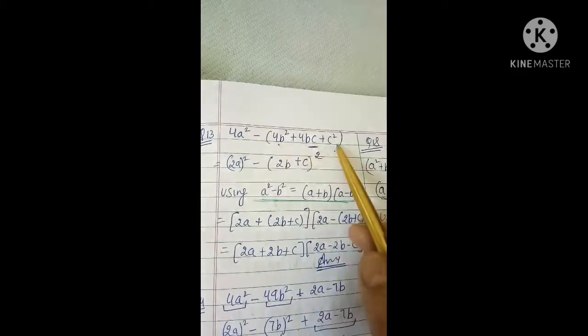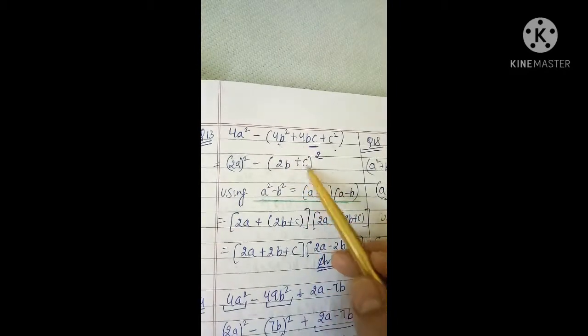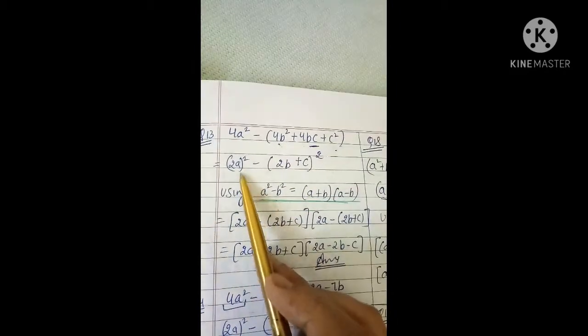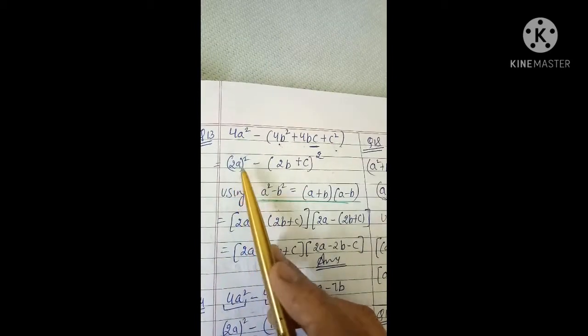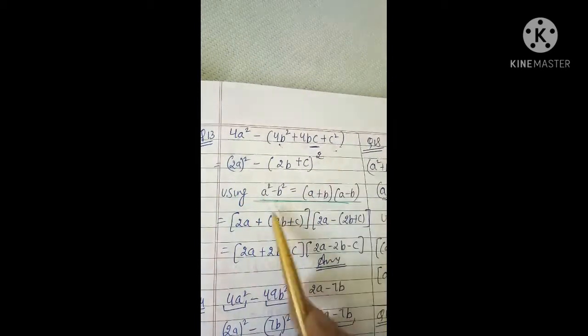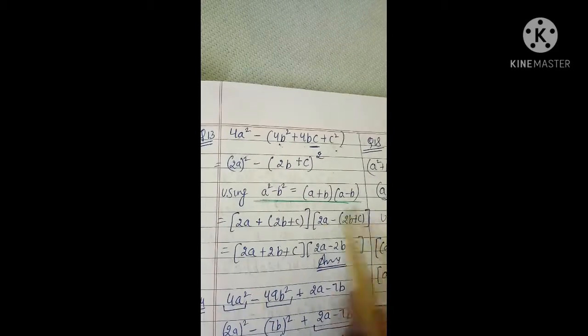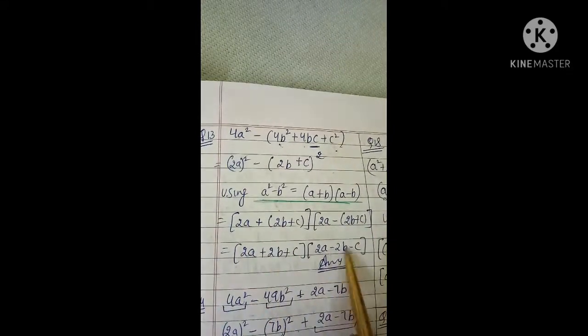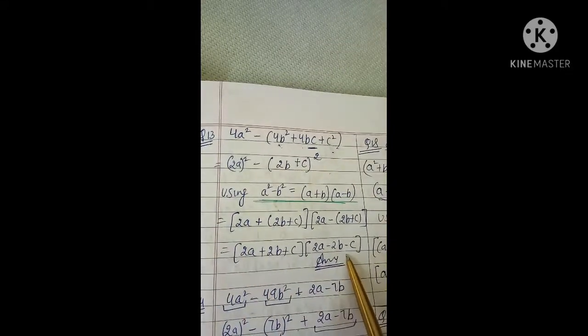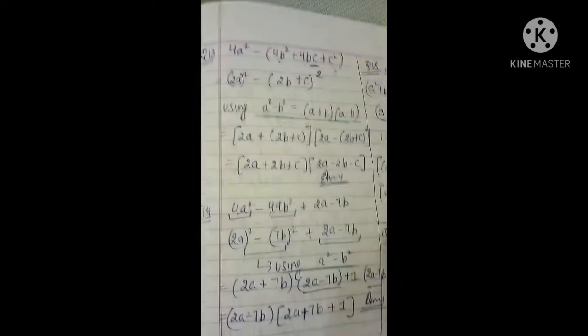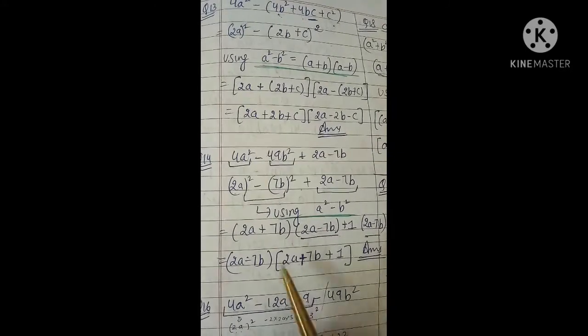See the 13th sum. Here we can see clearly it is 2ab plus c whole square. Again apply the formula. This we can write 2a whole square, a square minus b square, that is a plus b, a minus b. Then nothing is common. Just simply open the bracket and you will get the answer. Okay.